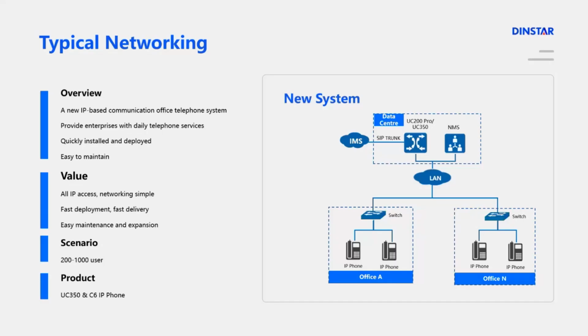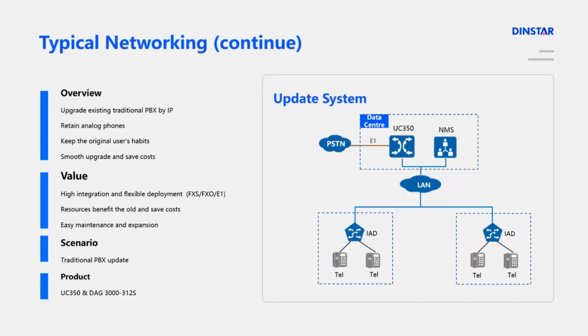And if you have an old traditional PBX, you don't have to replace everything. Use our UC with a gateway, maybe like the DAG 3000 or something else, to keep your analog phones. This retains the users' habits, saves cost, and lets you upgrade smoothly to IP features.